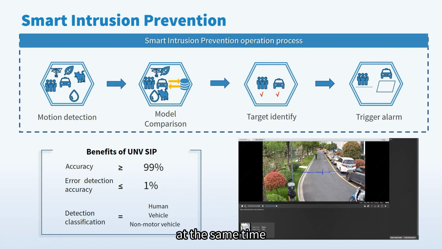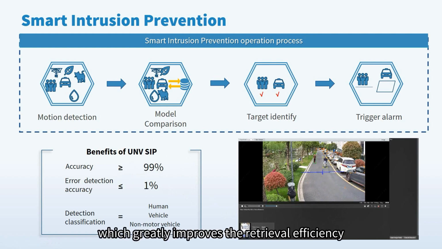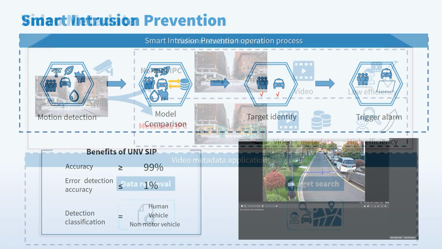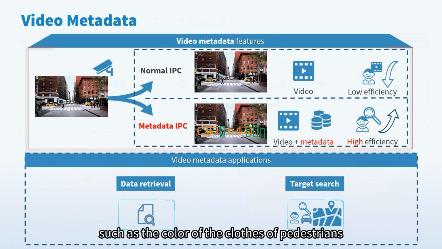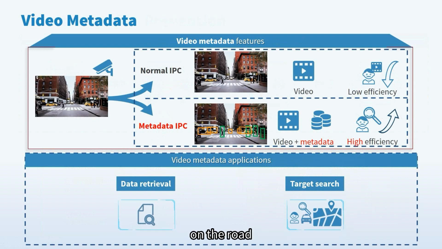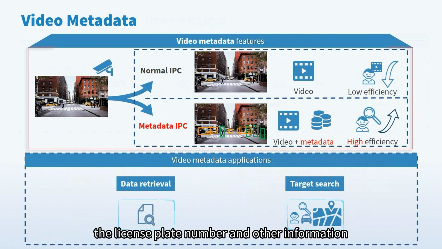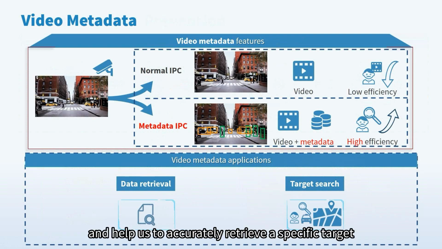At the same time, it also supports classified retrieval for different targets, which greatly improves the retrieval efficiency of specific videos. In addition, our deep learning also supports the function of video metadata. Cameras with this function can extract different attribute data in the video, such as the color of the clothes of pedestrians on the road, the license plate number, and other information, so as to improve the retrieval efficiency and help us to accurately retrieve a specific target.